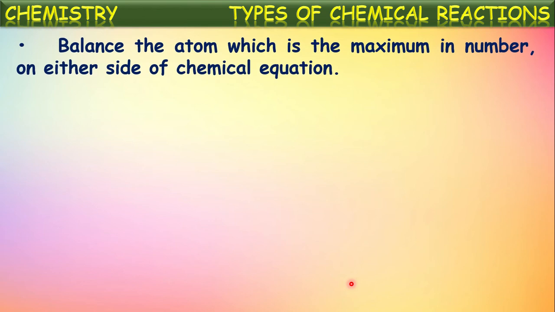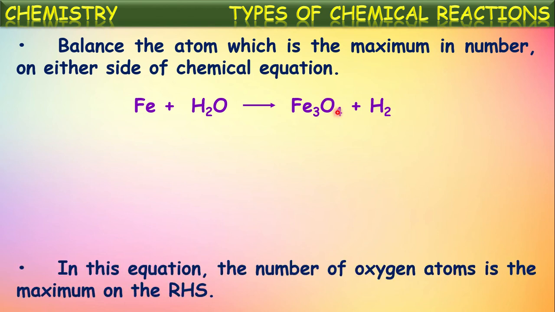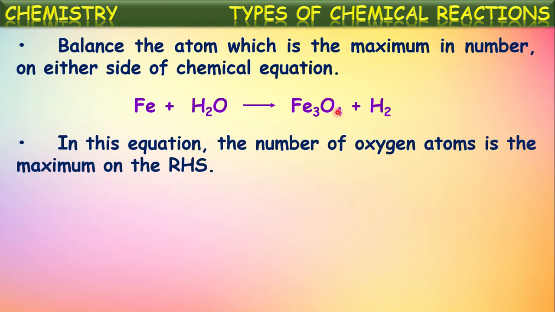So let us balance the atoms which is the maximum in number on either side of the chemical equation. Say oxygen atoms, there is only one atom on the left hand side, but there are four oxygen atoms on the right hand side. So the oxygen atoms are maximum on the right hand side.